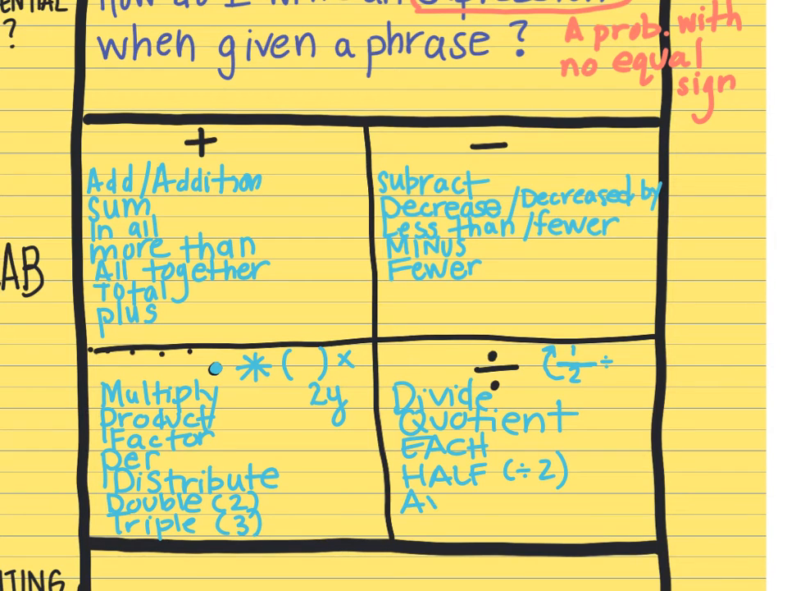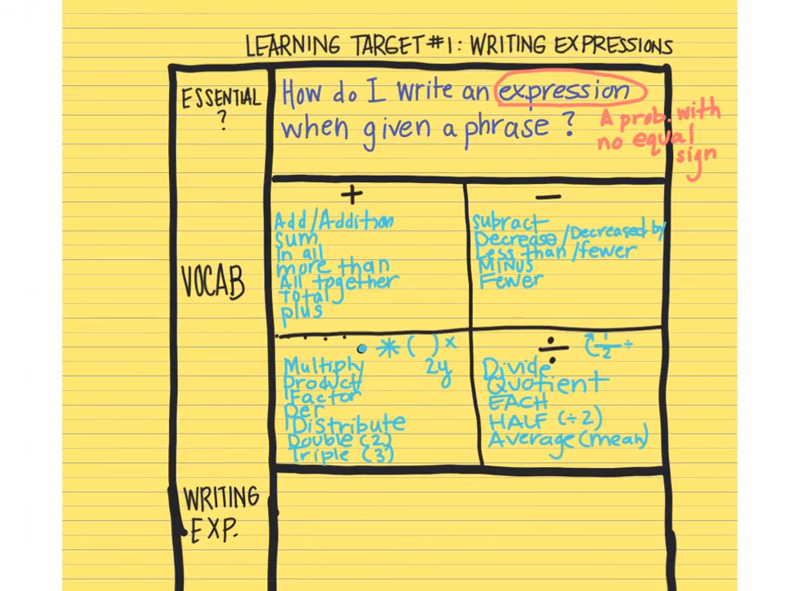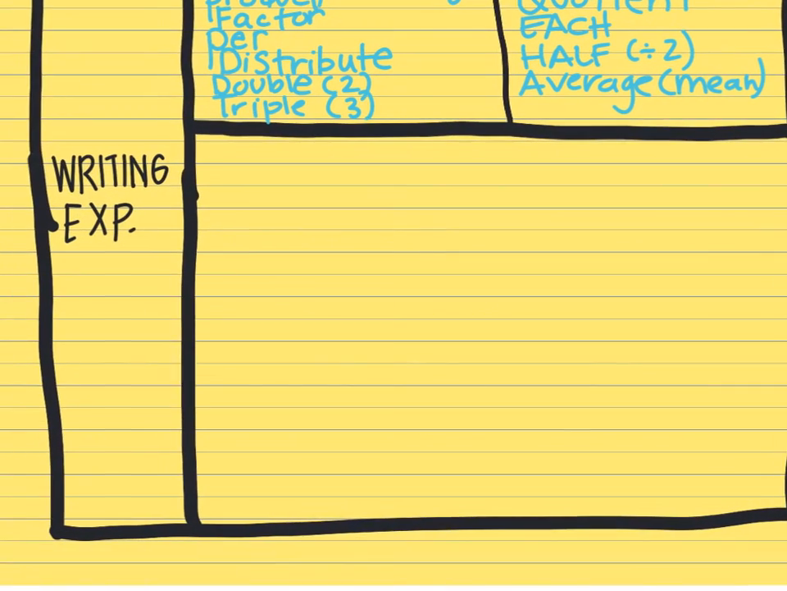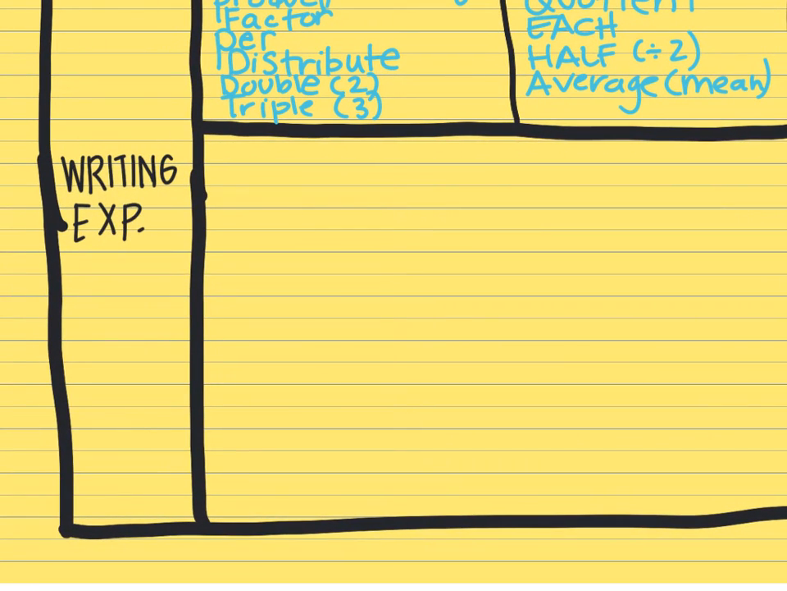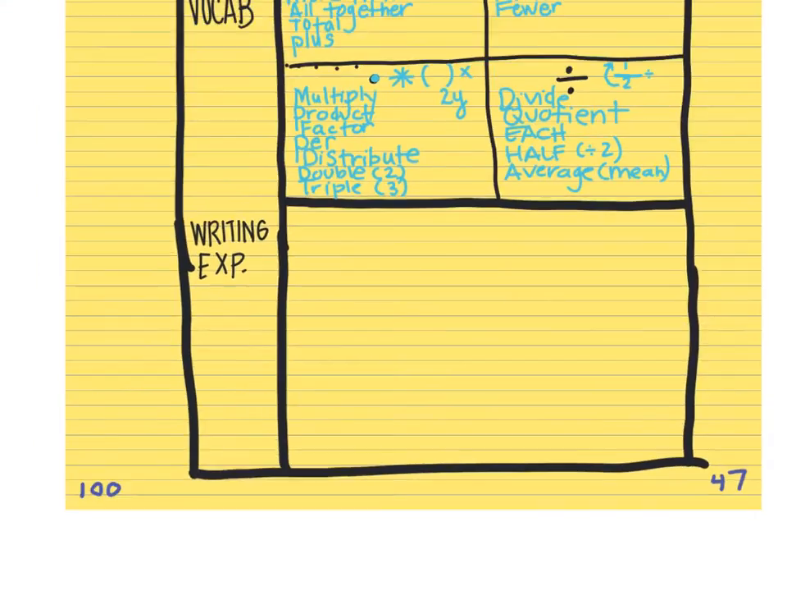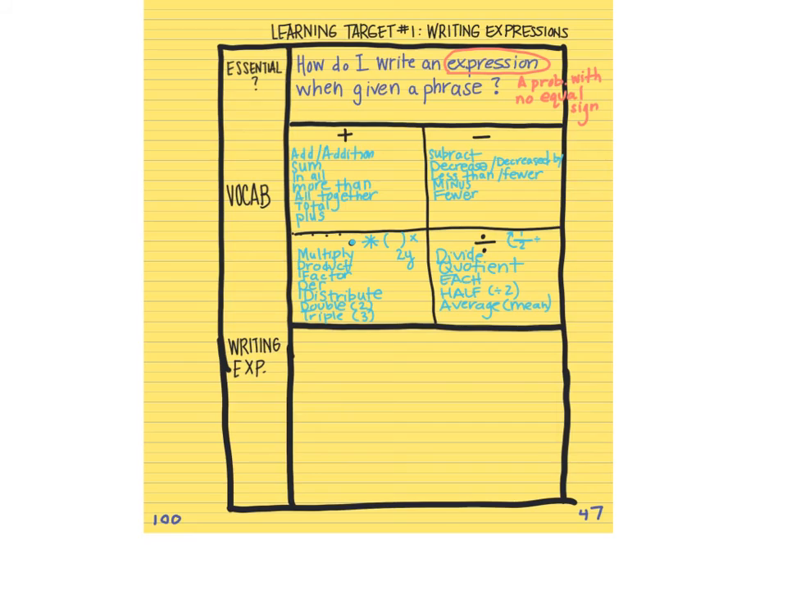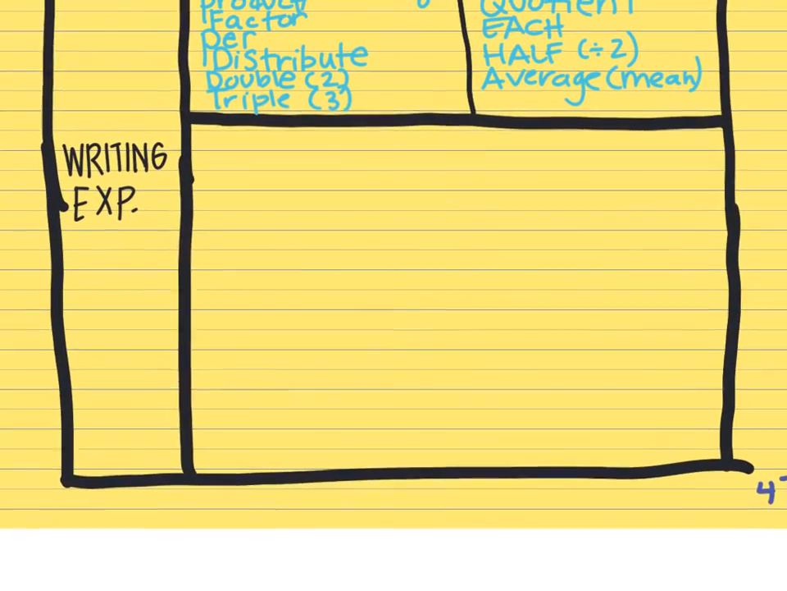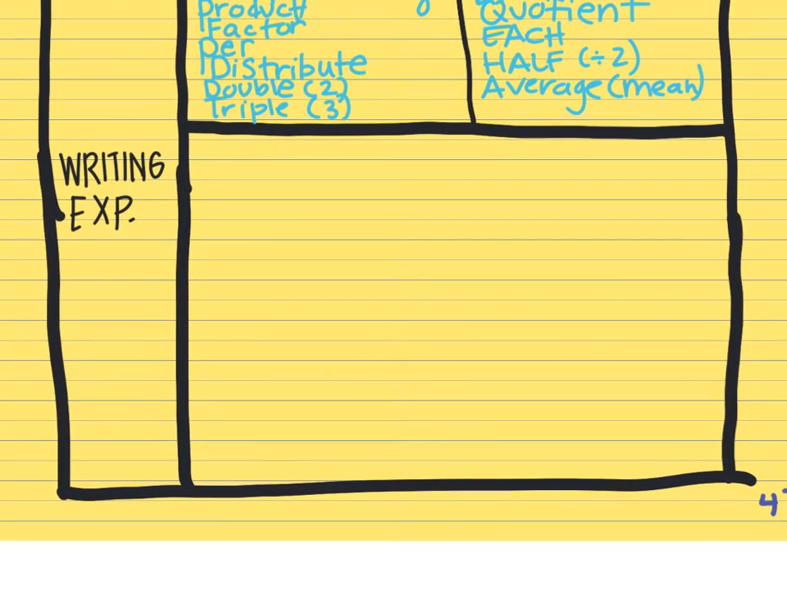Another one is average, which you guys have seen. We've done that a lot in our first unit, which is mean. You might find that also. So these are the most important words that you'll see. As we go on, we might be adding to this as we see some problems, depending on what the problem is asking for. Okay, what I want you guys to do next is go down to the last section of your paper where it says writing expressions, and I'm going to show you what that looks like to write an expression.